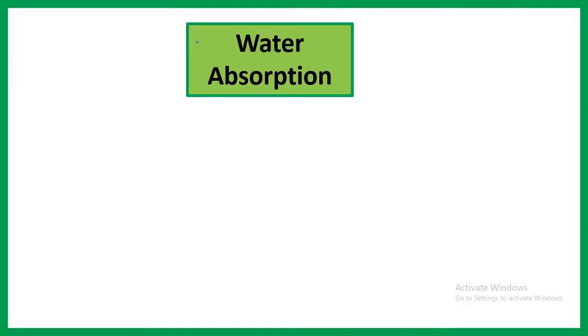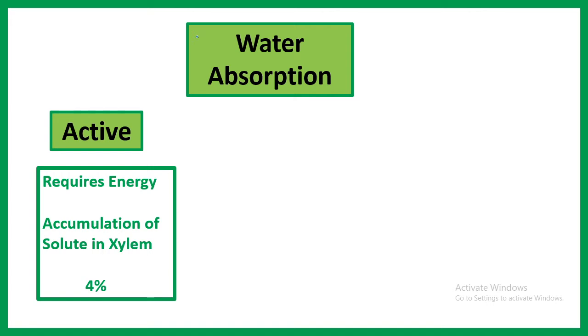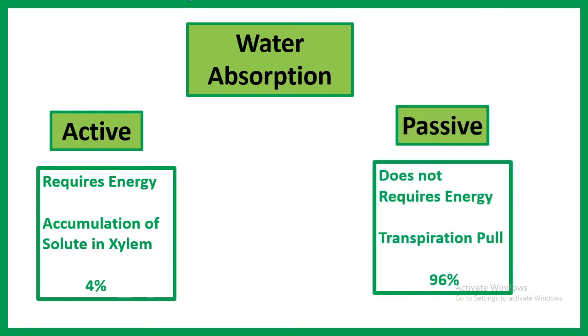Nice. So now, one part we have finished off with the water absorption. Now water absorption can be either active or passive. That is the water absorption that is getting done from the soil into the root and up. That can be an active process or it can be a passive process.